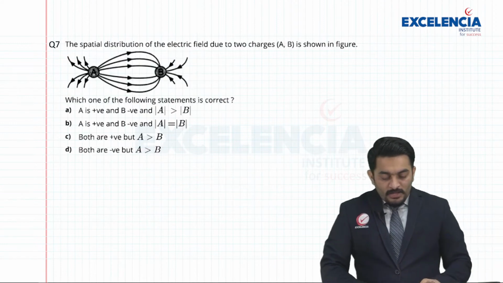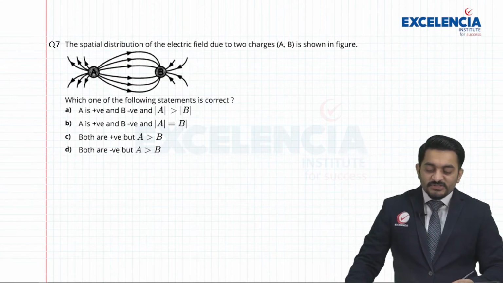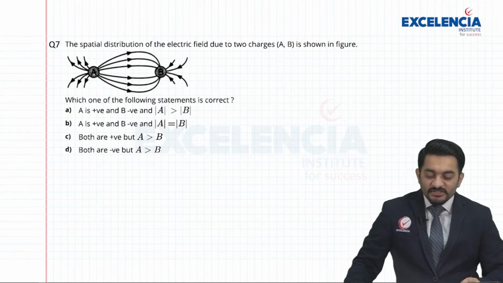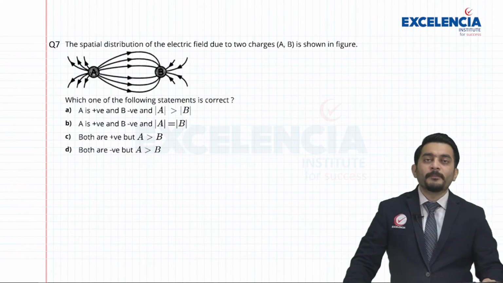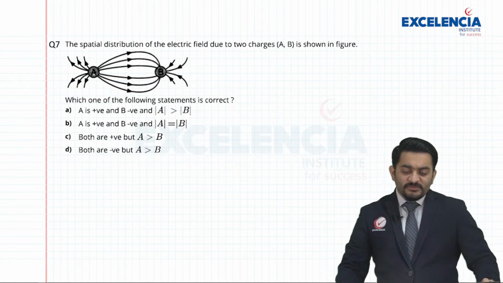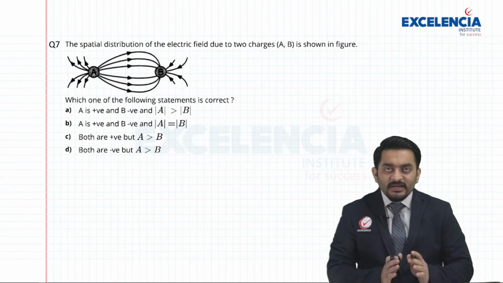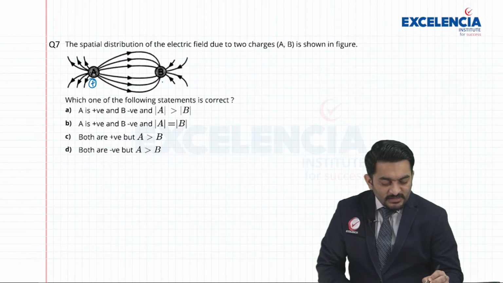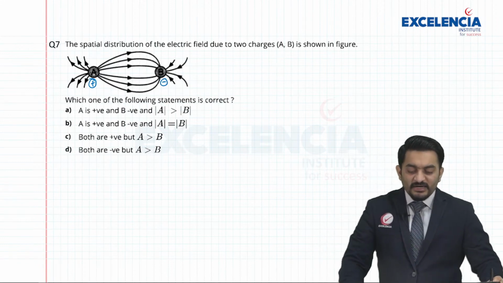Now guys, this is our next question, question number 7. It says the spatial distribution of electric field due to two charges A and B is shown in the figure. Which one of the following statements is correct? When you see this diagram, the very first thing you should be able to relate is that A is a charge from where the electric field lines appear to emerge. So this is my positive charge, and here my electric field lines are going radially inward, which is my negative charge.